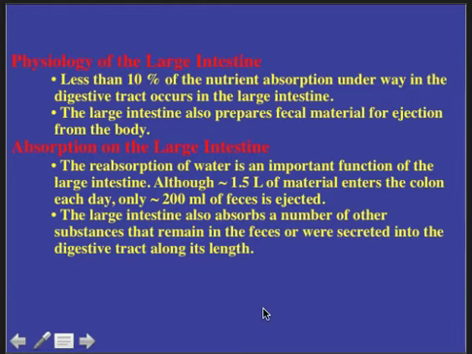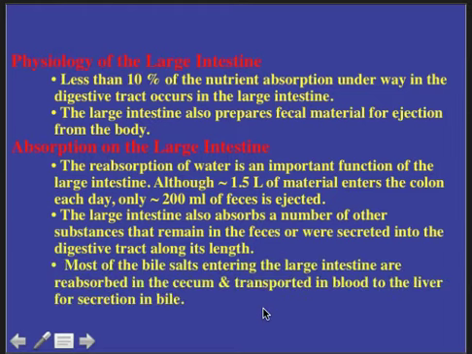The large intestine also absorbs a number of other substances that remain in the feces or were secreted into the GI tract along its length. Most of the bile salts that enter the large intestine are reabsorbed in the cecum and transported in blood to the liver for their reconstitution as bile. Okay, so there's some recycling going on here as well.